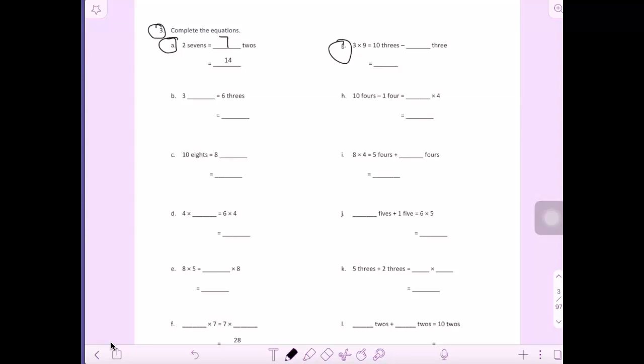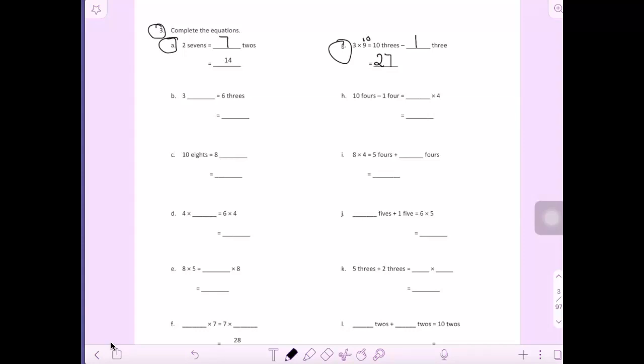Letter G going across, 3 times 9, 3 nines. If we want to do quick mental math, we could add another 3 here and say 10 threes minus 1 three equals 27, and we would get the same answer. We could add a 3 and then take 1 away. For some people, that's harder than just learning 3 times 9 is 27. And for other people, it's easier.